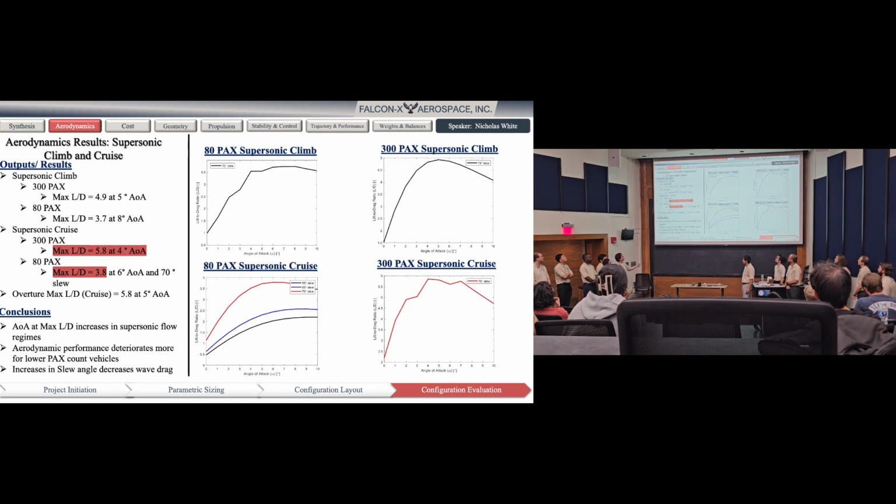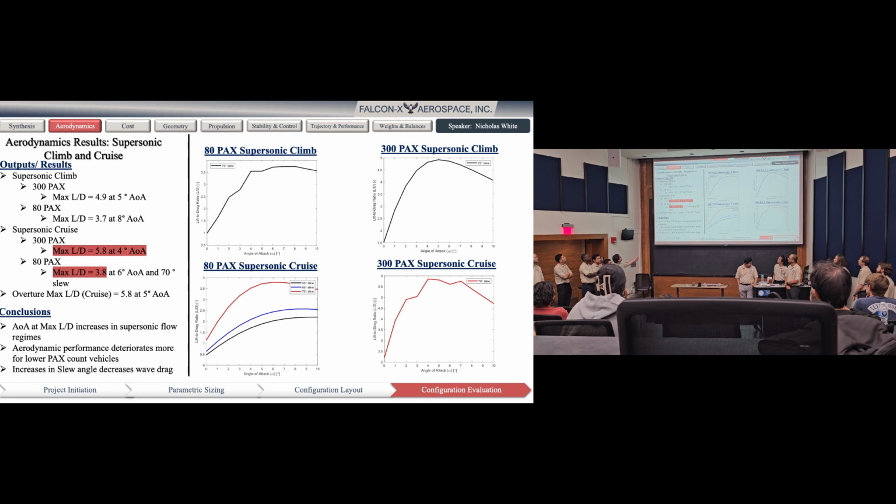Next slide. For supersonic performance, our L/D is pretty low for both subsonic climb and for supersonic climb and supersonic cruise. And what this indicates is that we need to go through a major redesign of our wing.